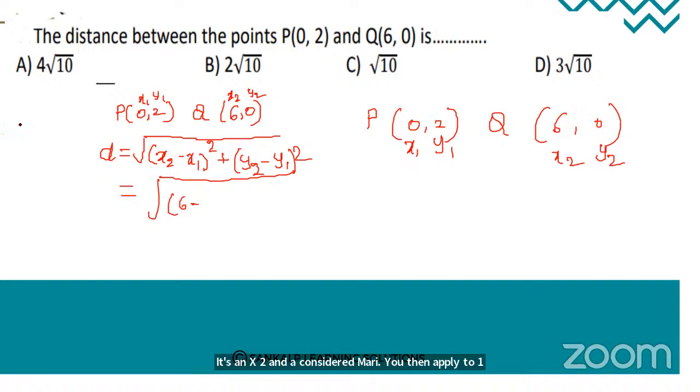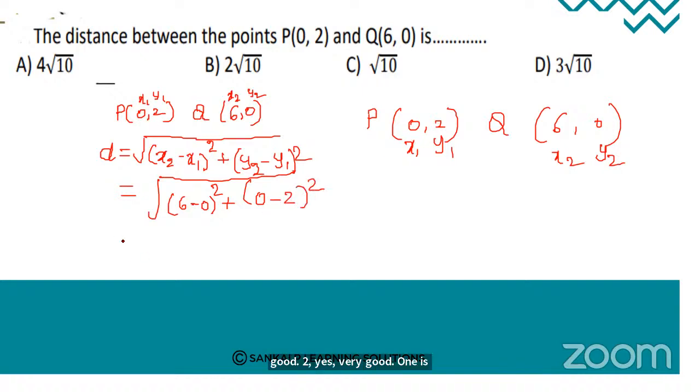ಓಕೆ, ಈ ಫಾರ್ಮುಲಾದಲ್ಲಿ x2 ಮೈನಸ್ x1 ಅಂತ ಇದೆ. ಓಕೆ, ಈಗ x2 ವ್ಯಾಲ್ಯೂ ಎಷ್ಟಾಗತ್ತೆ? ದಿಸ್ ಇಸ್ x2, ಹೌದಾ? x2 is 6. Now tell me x1. x1 0. Yes, very good. x1 0 whole square. Next, plus y2. Tell me the value of y2. 0. Yes, very good. y2 minus y1, 2. Yes, very good.